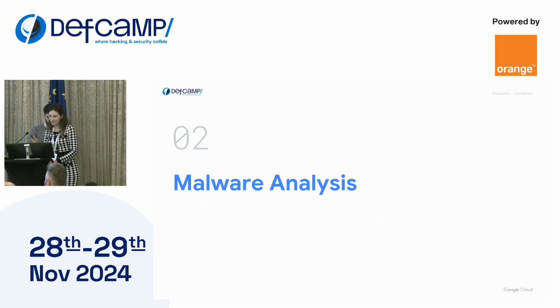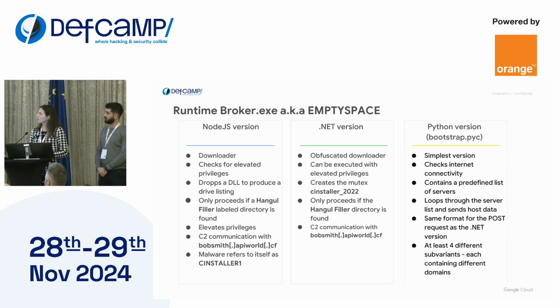Thank you, Panos. Hello, everyone. So now about the malware analysis part. We'll start with the first file that we saw downloaded by the PowerShell script, which is Runtime Broker. We named this file EMPTYSPACE. It's pretty obvious why, because there were a lot of empty spaces used by the threat actor.